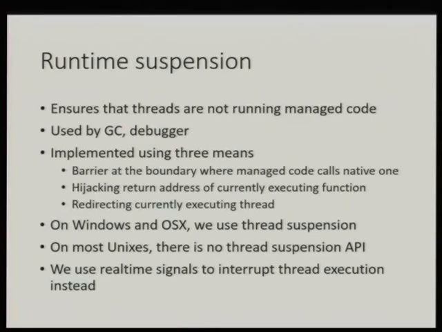For most Unixes, as I said, there is no suspension API, so we used real-time signals that we send to the threads that we want to suspend. It interrupts the thread and runs a handler. In that handler, again, we read the context because it's part of the parameters that we get from the signal. We check whether it was running in the native code. If it was, we return from that and let it run. If we can hijack the return address, we do that and return again from the handler. And in the third case, we just wait in the handler until the suspension ends. So that's for the runtime suspension.